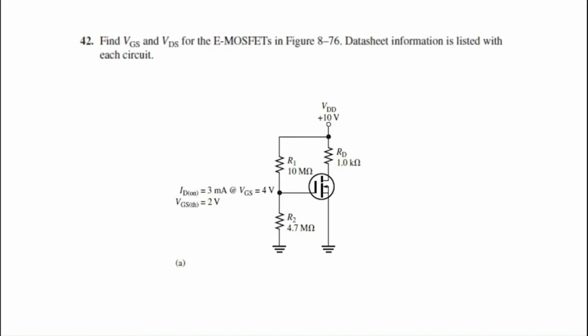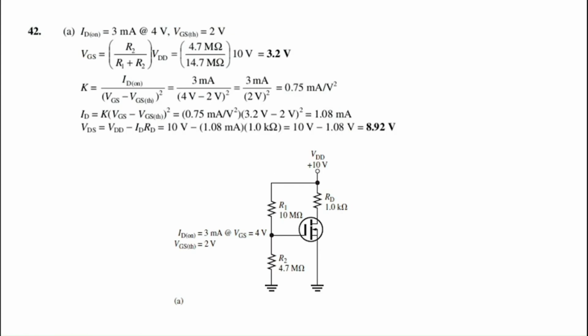Moving on to the last question, which is question number 42 of your textbook. For this question, we have to determine the gate source voltage and drain source voltage for the enhancement MOSFET. This is the circuit for which we have to determine the VGS and VDS. To determine the VGS, you already know that gate source voltage is given by gate voltage minus the source voltage. There is no source resistance, so our source voltage is equal to 0.